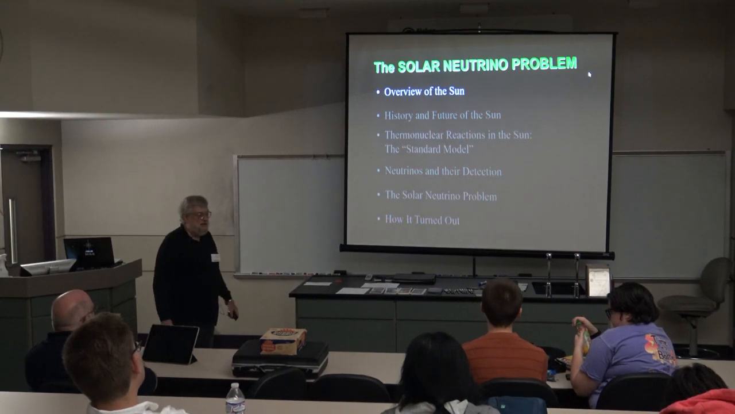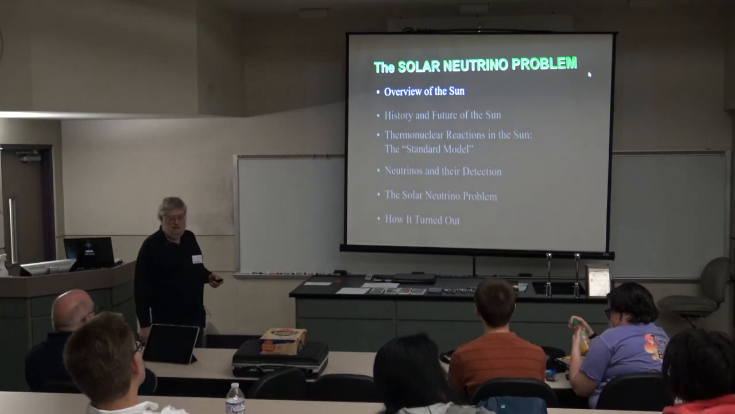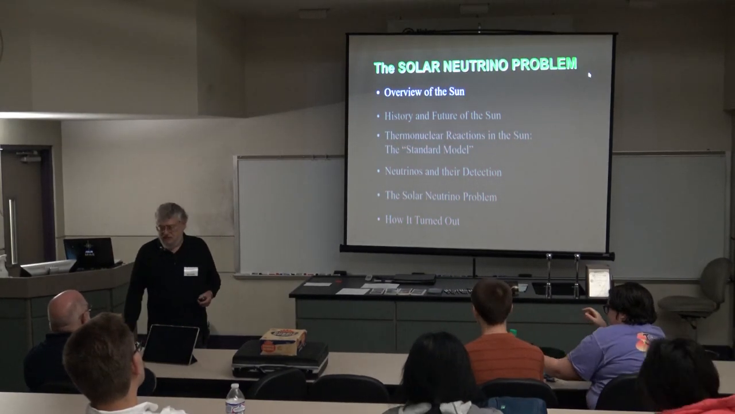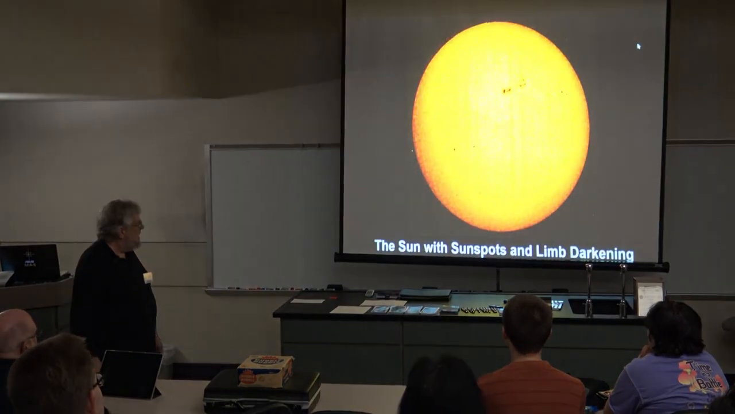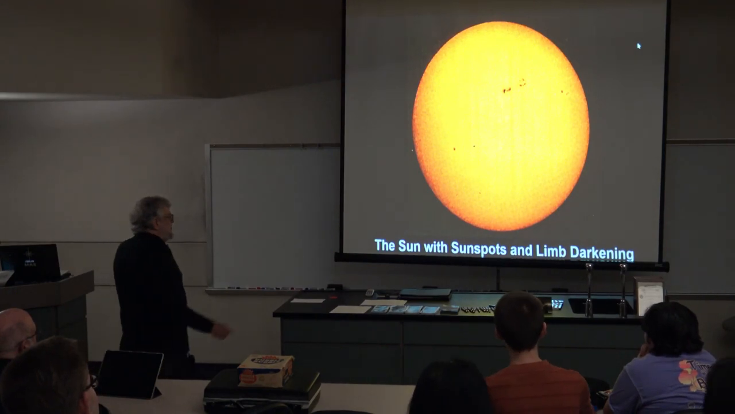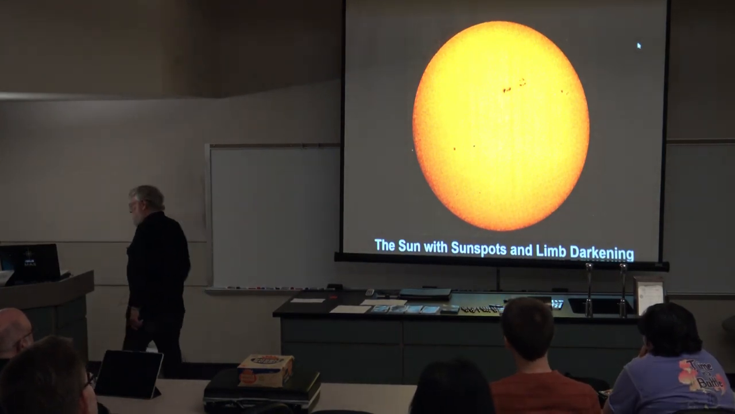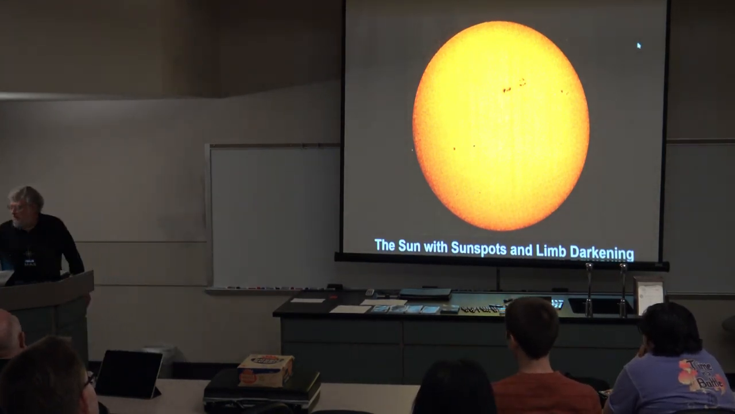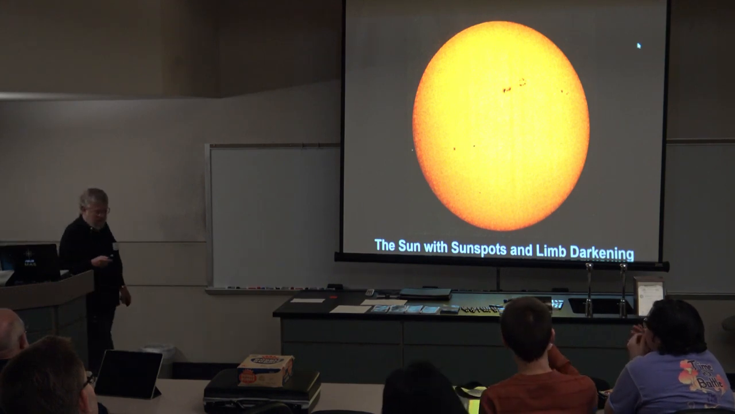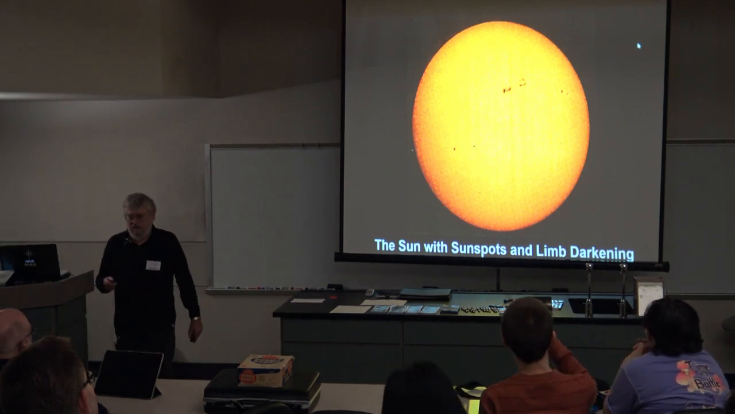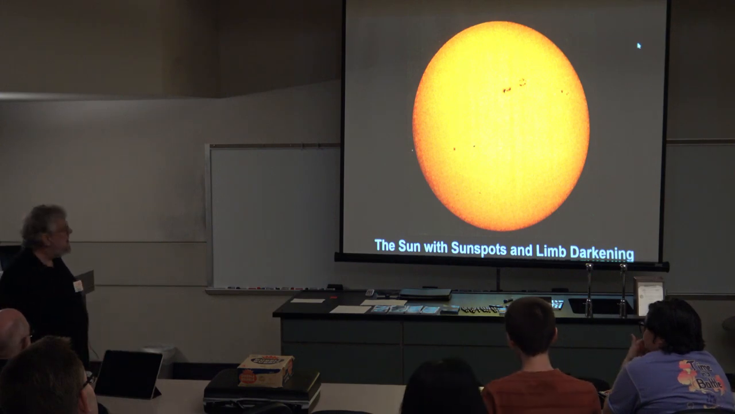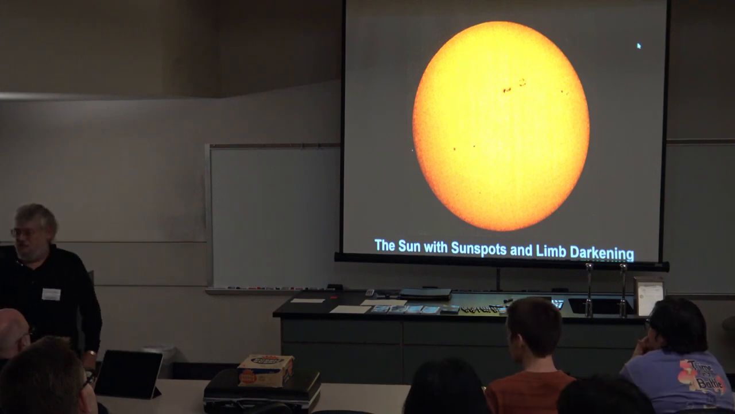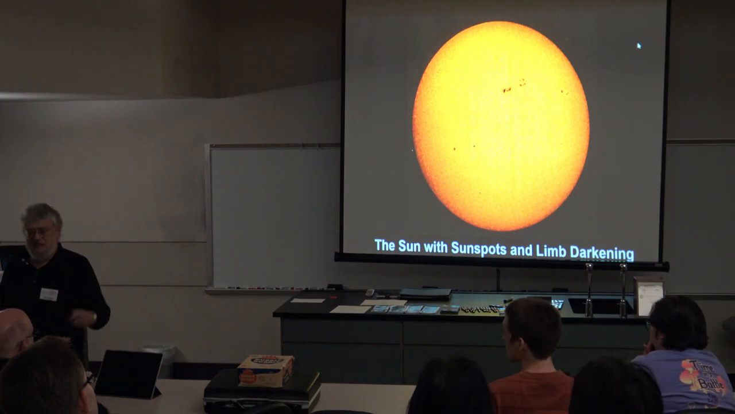Okay, starting with the overview of the sun. We've had a number of presentations about the sun lately, so I won't spend a whole lot of time on that. This is a full-size picture of the sun showing some sunspots. These were one of the first things that Galileo discovered, and that was kind of the beginning of the end of the idea that the universe was perfect. Found zits on the sun.